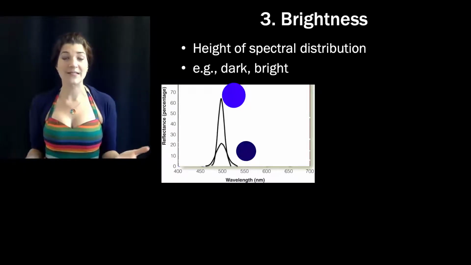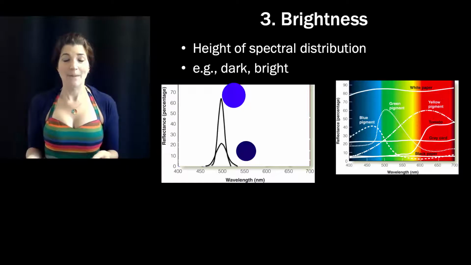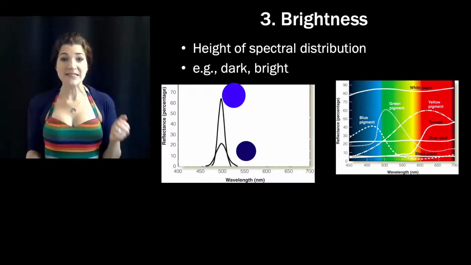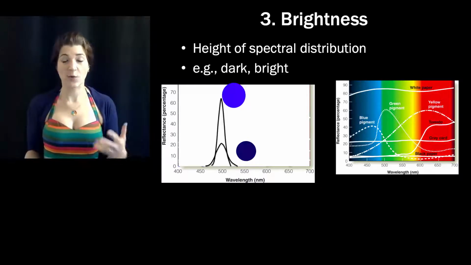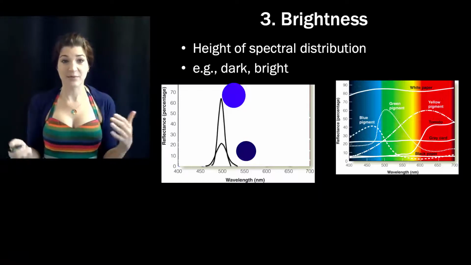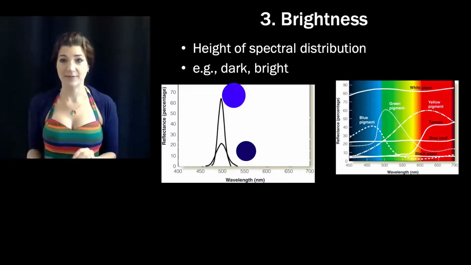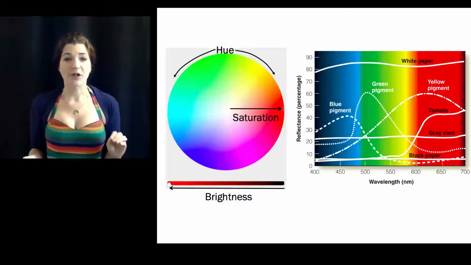So when we talk about things being dark or bright, we're talking about brightness. Black, white, and gray are all totally unsaturated, but they differ in brightness. White light is very bright, meaning white objects are reflecting lots of light, whereas gray objects are reflecting less, and black is basically absorbing everything. I find this schematic to be really helpful.